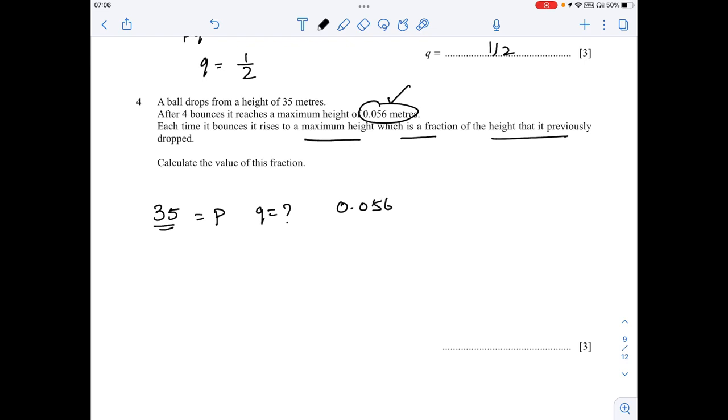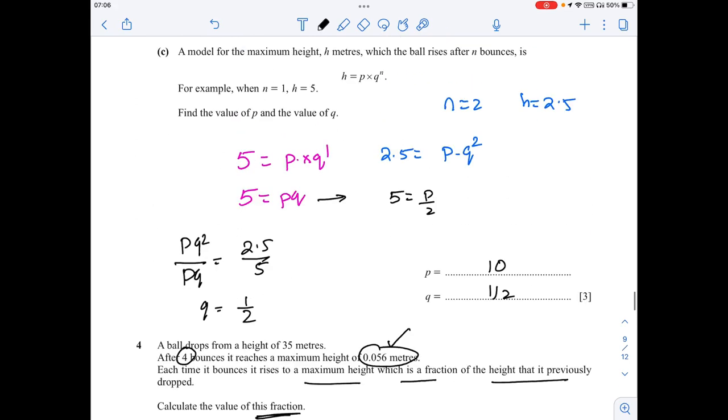We have to calculate how many times, and n is going to be 4. And we have to calculate what that fraction is. So 0.056 equals 35 times that fraction we don't know, whole to the power of 4, because from last time we have known this one. So h equals p times 10 times 1 upon 2 whole to the power of n. So we know that 10 was the initial starting height and it is rising half of the height every time. And n is the number of bounces and h is the maximum height.